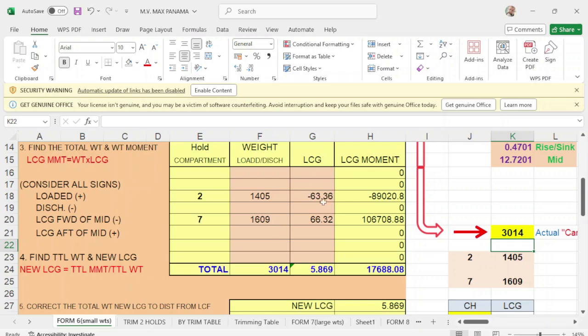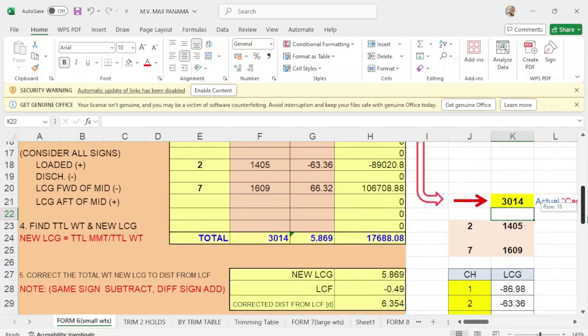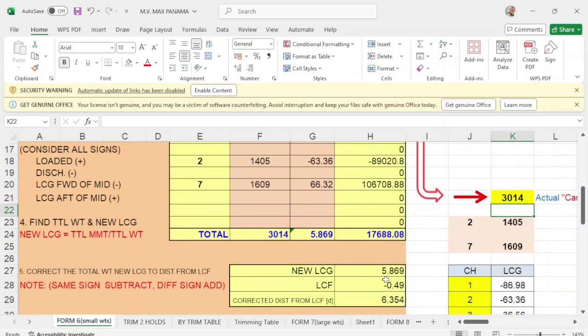And the LCG, I put it here. It is already automatic. And your final cargo or your final load, or displacement, the final displacement will be 3014, or the total weight, and your LCG moment will be 17688.8, and your LCG will be 5.089. Okay, so that will be your new LCG of 5.089. So we go to number 4.